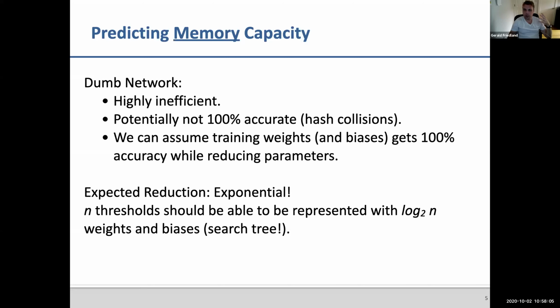And so there is actually, in theory, you could wiggle the weights in a way that you get the exact equivalent of a binary search tree. And if you do that, you have the most efficient memorizer you can think of, and that will be logarithm of the number of thresholds.